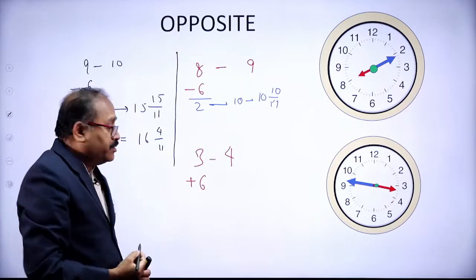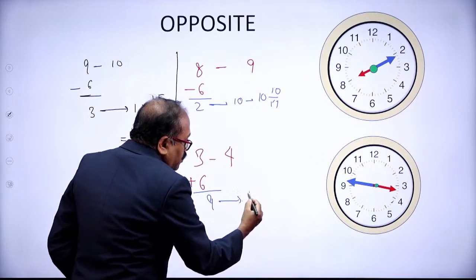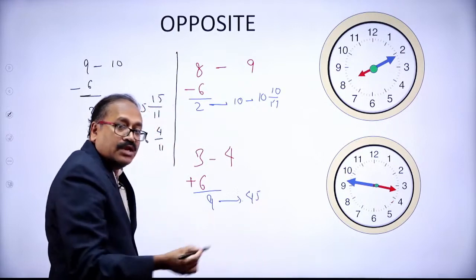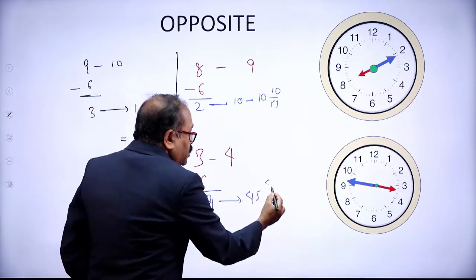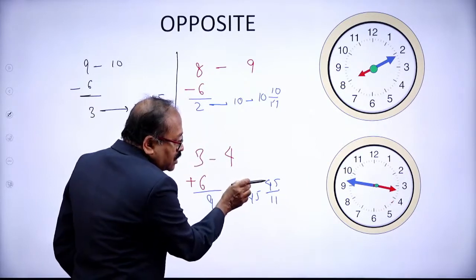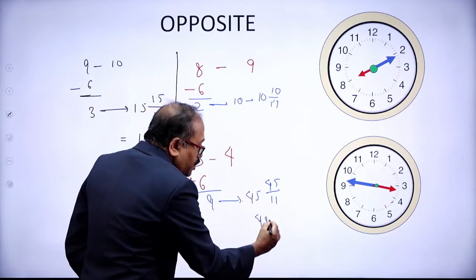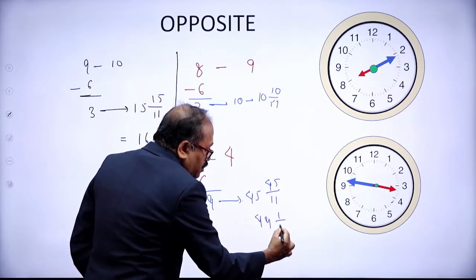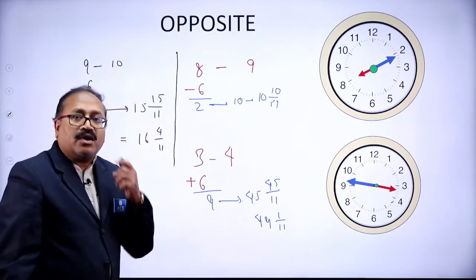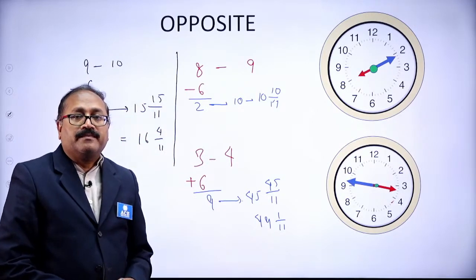Coming to this part, that is add 6, which is 9. In this case, the 9 minute value is 45. So 45 by 11. How many 11s are there? 4 11s are there. Take the 4 over here. That is 49 and 1 by 11. The hands of the clock will be opposite to each other.